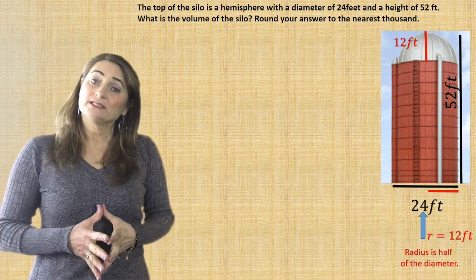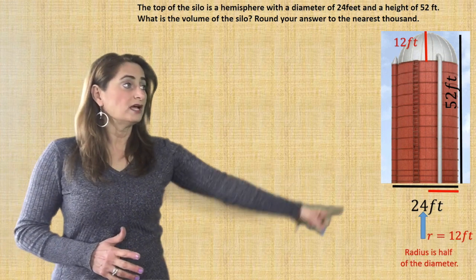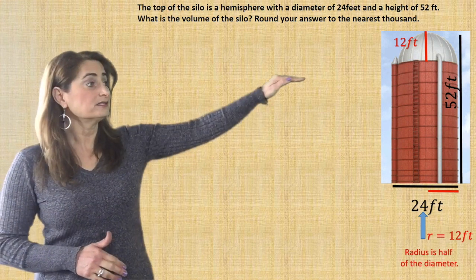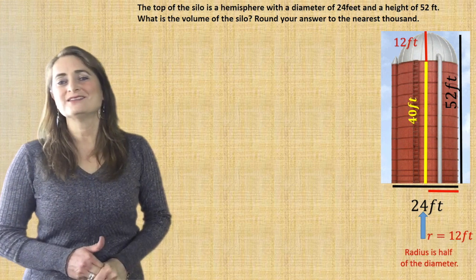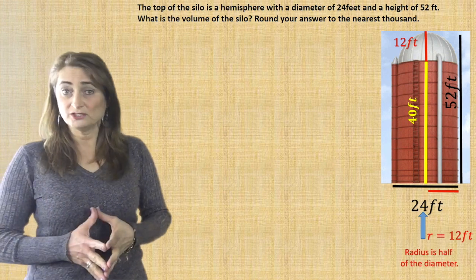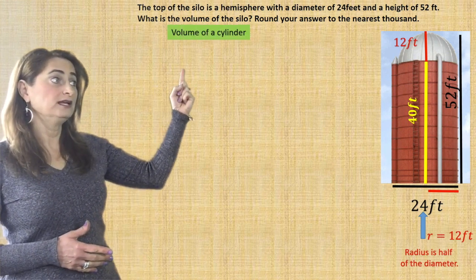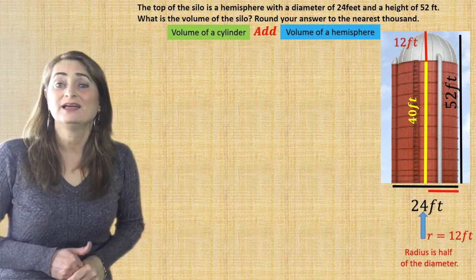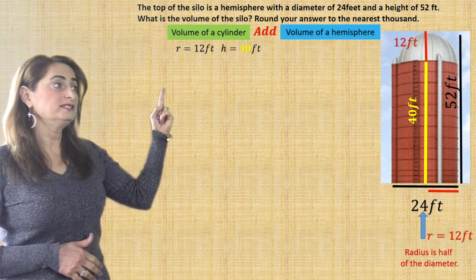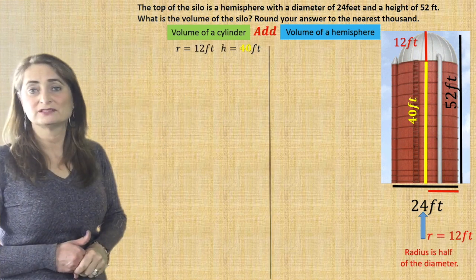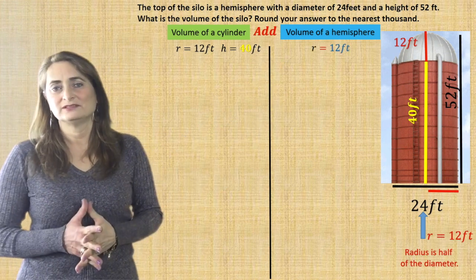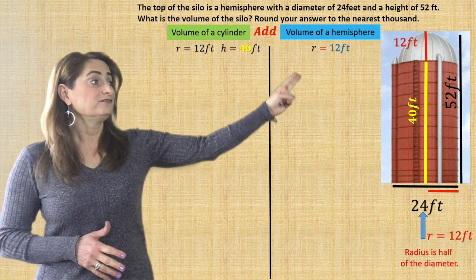Now I need the height of the cylinder by itself. Since the whole silo is 52 feet and the hemisphere is 12 feet, then the height of the cylinder is 40 feet because you subtracted 52 minus 12, which is 40 feet. Now let's write the dimensions to find the volume of a cylinder added to the volume of the hemisphere. The dimensions for the cylinder: the radius we found is 12 feet and the height of the cylinder by itself is 40 feet. To find the volume of a sphere, all I need is the radius, which is 12 feet.